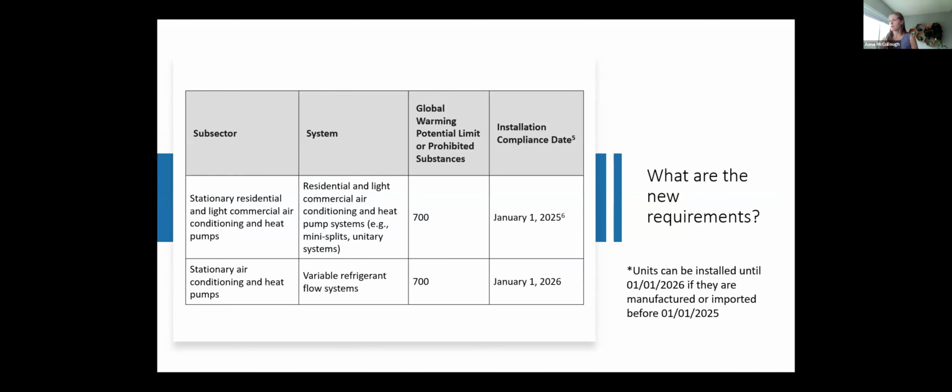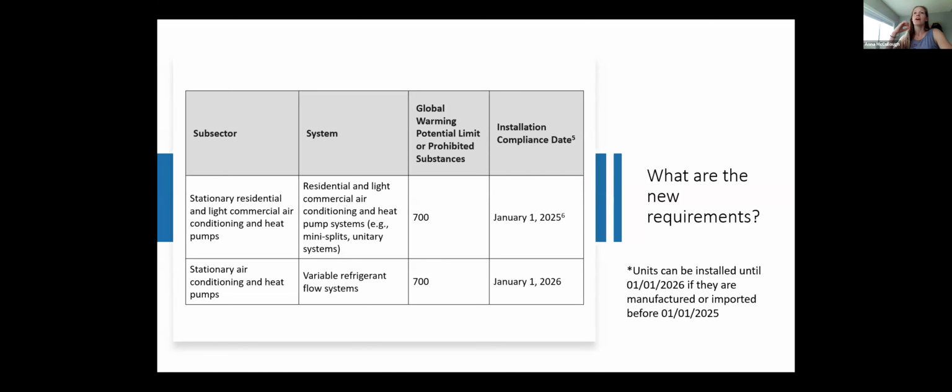So, what are the new requirements? In this first slide, we're going to go through the requirements for a few different types of equipment, not all of them, but just the major ones. This is directly pulled from the EPA's website. You'll see the subsector, the type of system, the limit for the global warming potential of the refrigerant, and then the installation compliance date. I do want to say that we are going to talk a little bit more about what the global warming potential limits are for different types of refrigerants, so you have a little more background before we get into some of the requirements.